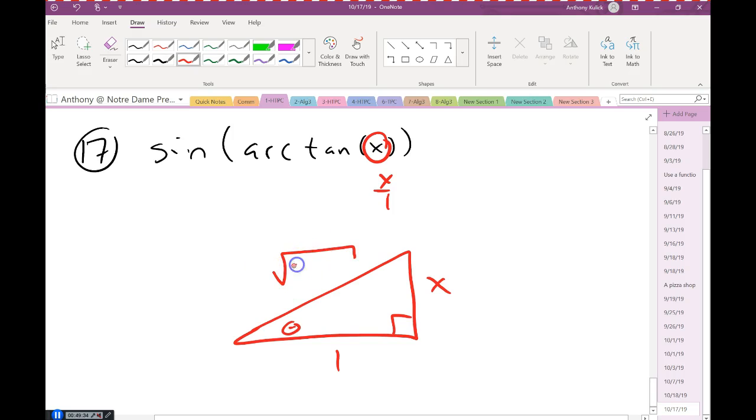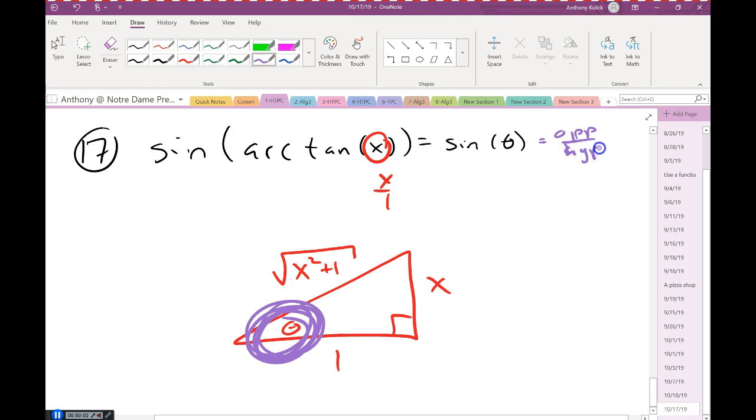And then if I do the Pythagorean theorem, I can find the third side is going to be the square root of x squared plus 1. So I can say now that this is just equal to sine of theta, the theta I'm using being this specific theta in this triangle. That's going to be opposite over hypotenuse, so in this case, x over the square root of x squared plus 1.